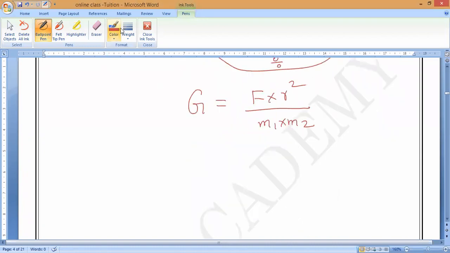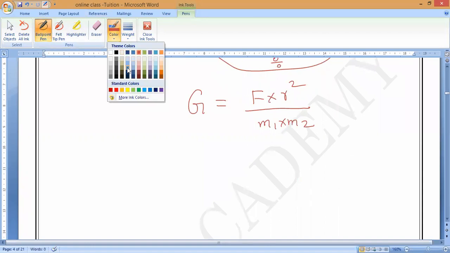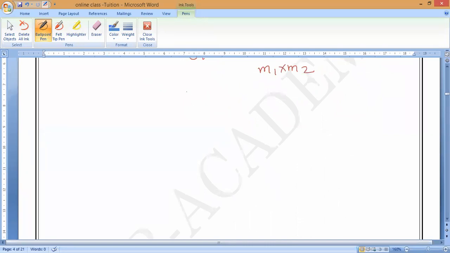So as we know, tell me all the SI units. What is the SI unit of force? Force equals Newton, what is the unit? Kilogram meter per second square. Force is equal to Newton. Yes, Newtons.